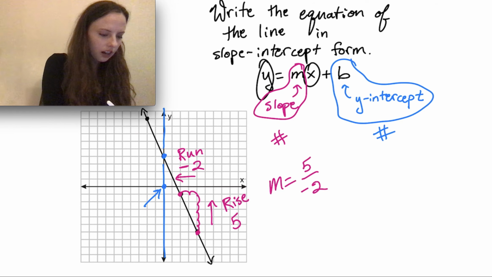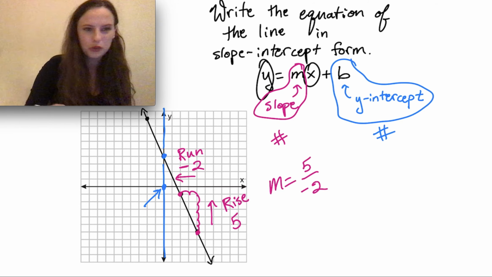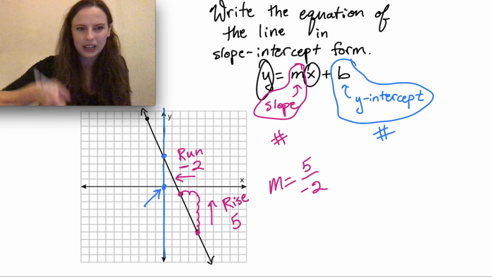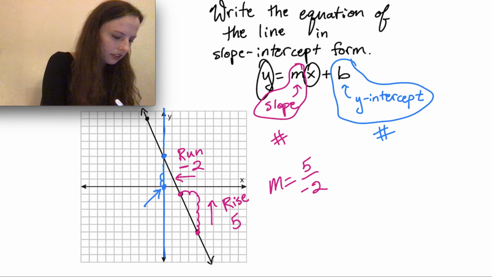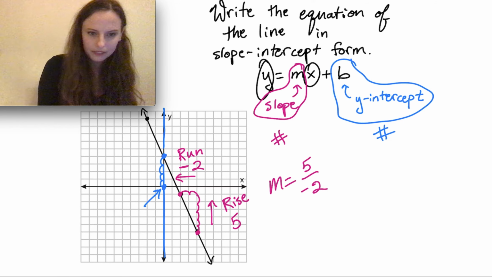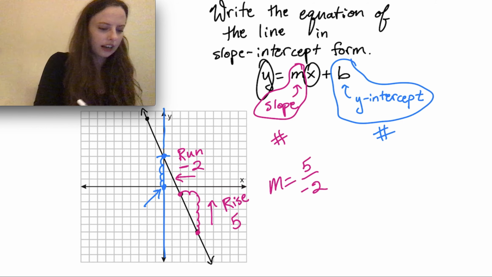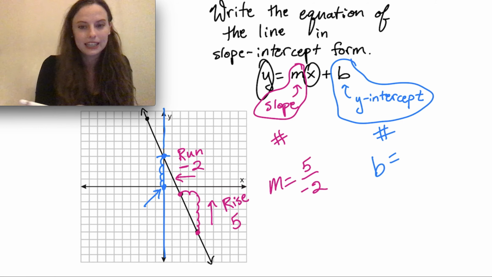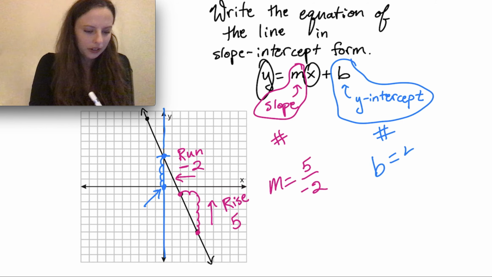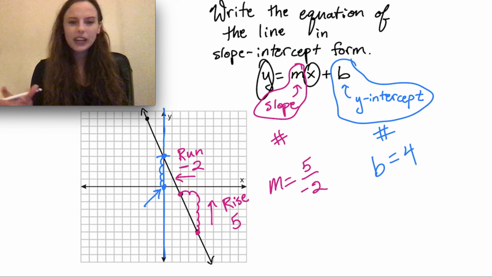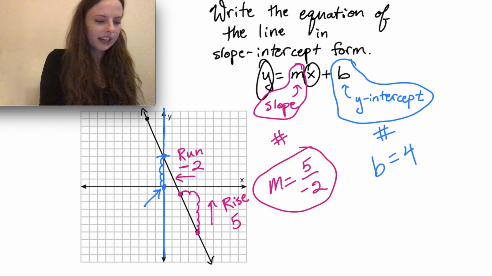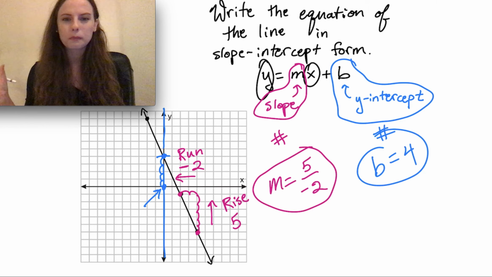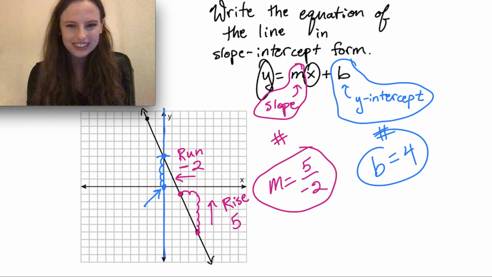So we're going to start at the center and just count straight up or straight down depending on where that intercept is. So in this case, we're going to count straight up. So we've got 1, 2, 3, 4. So that just means that our y-intercept, b, equals 4. So now that we have these two numbers, we have our slope, we have our y-intercept, we're ready to just plug them into the form and that'll give us the equation.